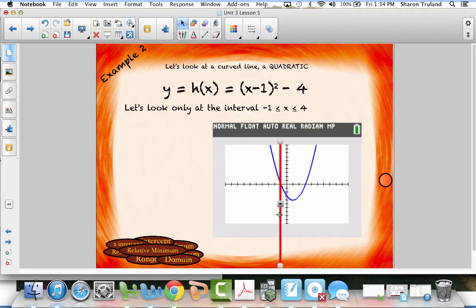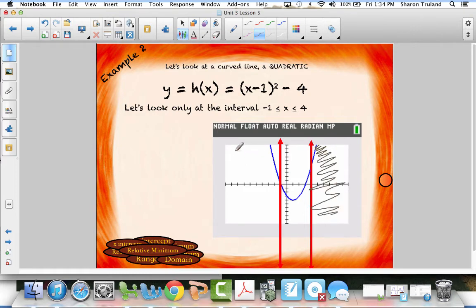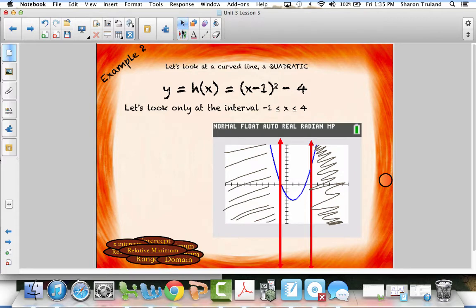Let's clone it. Move this over to 1, 2, 3, 4. So I don't care about any of this over here, and I don't care about any of this over here. I just care what's in between. Now, in between there, can you find all these words? Is there a relative minimum?